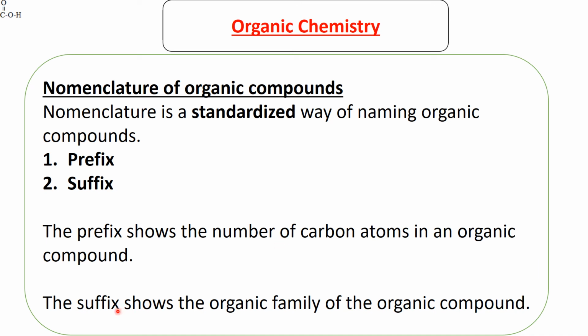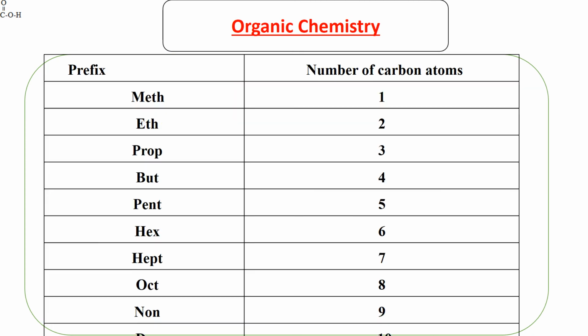It's like the suffix is more like the surname, which shows the family. Well, the prefix is like the first name, though the first name of people doesn't show the number of carbon atoms, but the prefix does. Okay, forget that comparison.